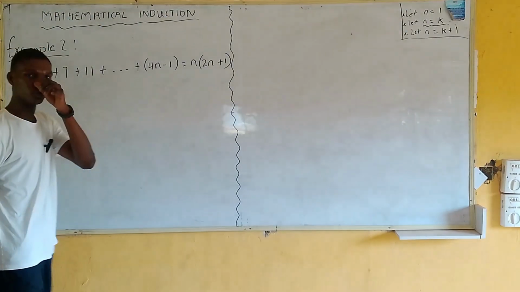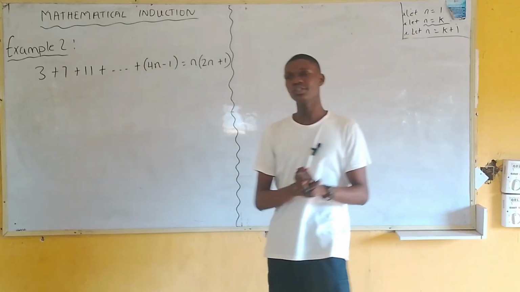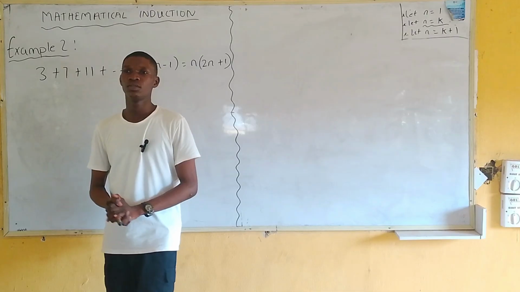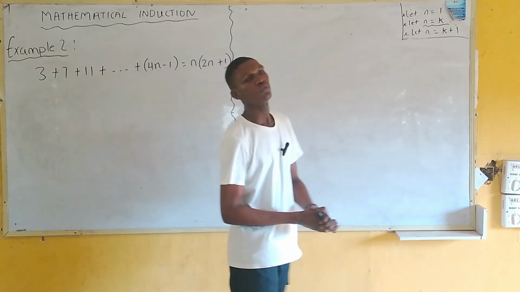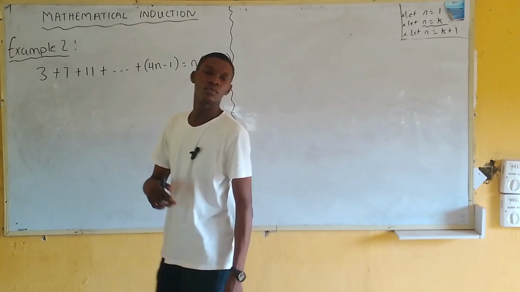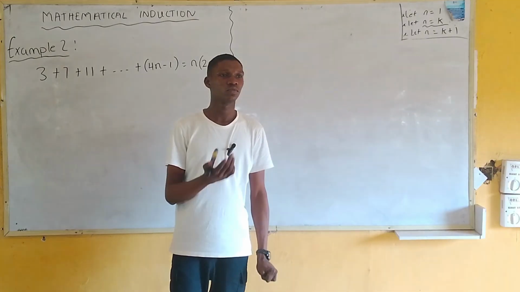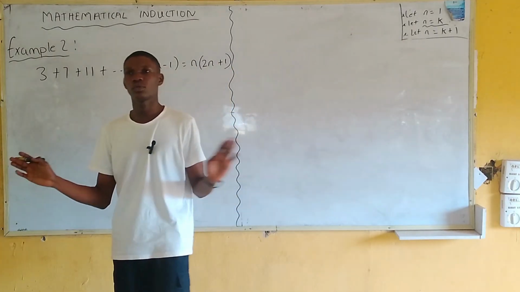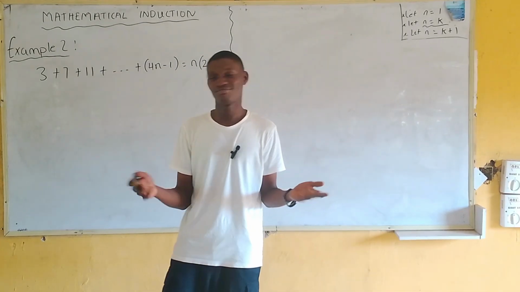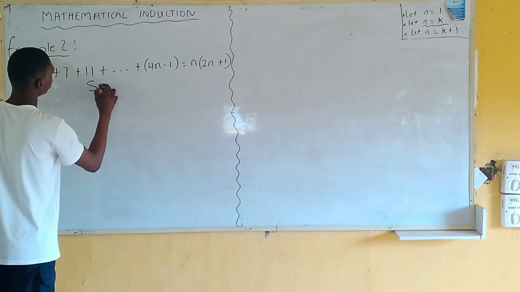So let's take example 2 on mathematical induction. Hello. So we already know the idea of mathematical induction, right? The first step is what? When your n is equal to what? 1. The second step is what? When your n is equal to k. The third step is what? So that's what we are just doing. So for this question, solution.